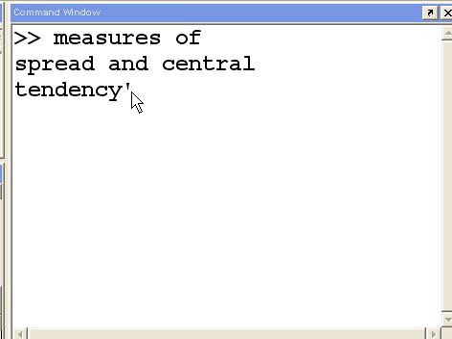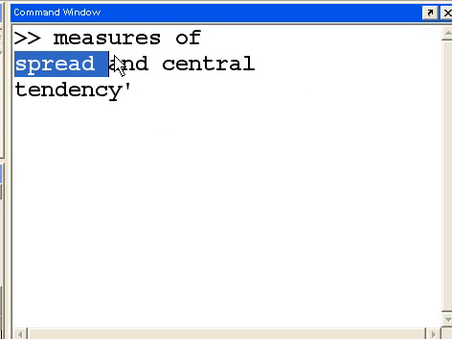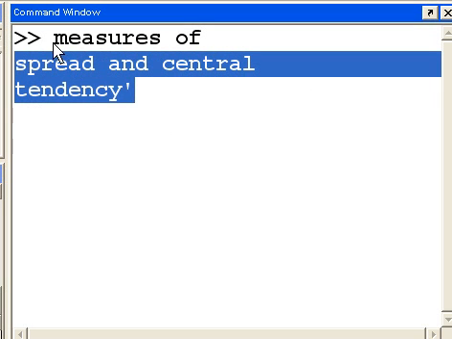Let's go over measures of spread and central tendency.